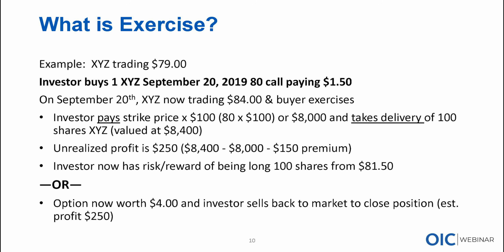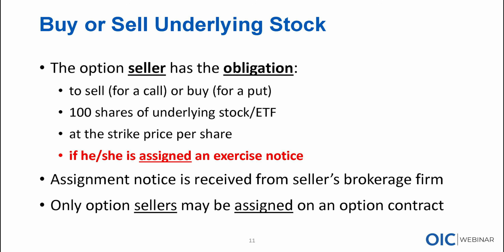So exercise is simply where the buyer of the option, again, whether it be a call or put, is basically saying, I've got the right to buy or sell these shares at the strike price. I'm going to go ahead and exercise that right. Now, on the flip side of it, we've got option sellers. Whereas buyers have rights, sellers have obligations. When it comes to a call, the seller has the obligation to sell shares. With selling a put, the seller has the obligation to buy shares, again, at the strike price if they get assigned.